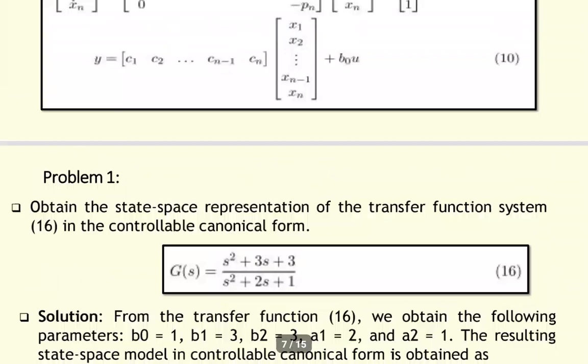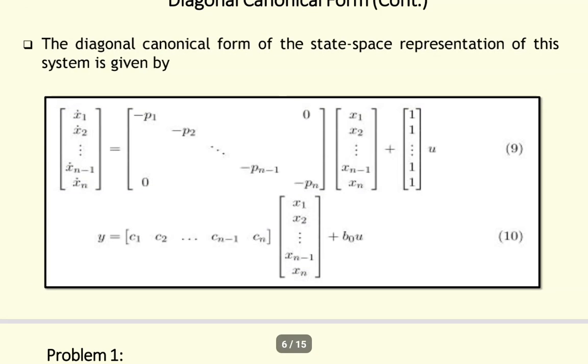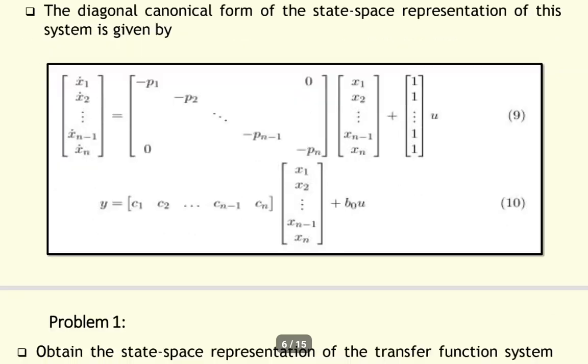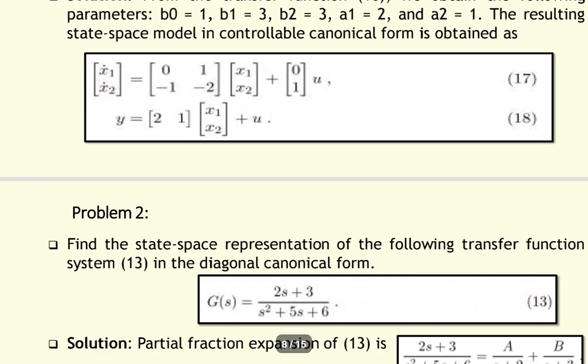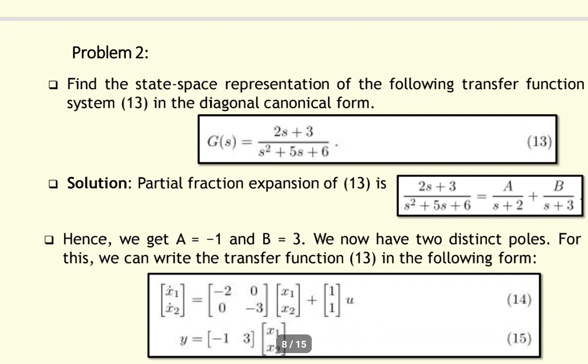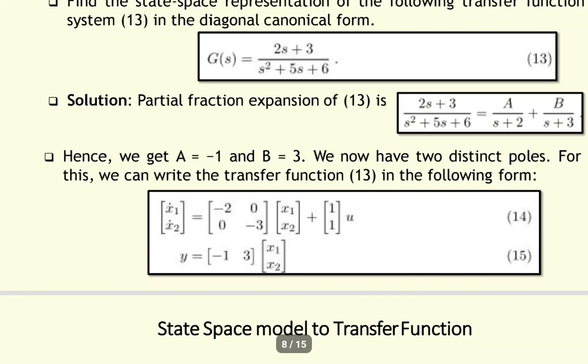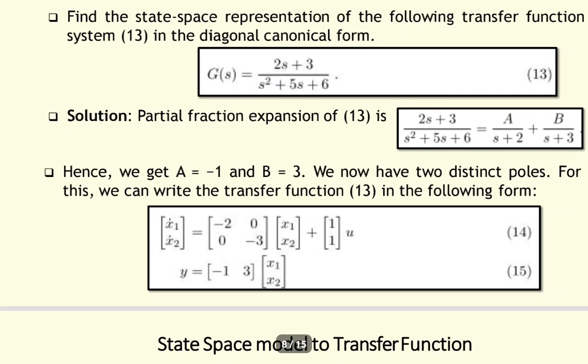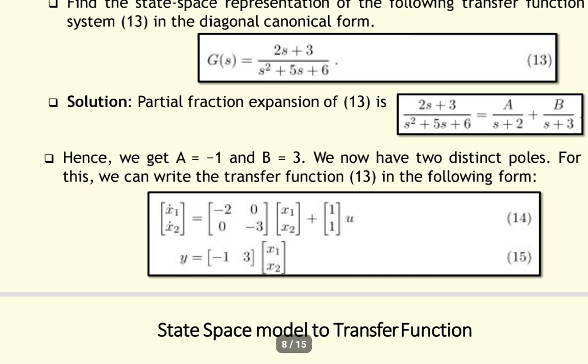And the C matrix, what is the formula for the C matrix? The C matrix is C1, C2, and so on up to Cn minus 1, Cn. So what is my C1? It is A1, and A is minus 1. So C1 is minus 1 and C2 is 3. So this is the diagonal representation for a given transfer function. Okay, so the transfer function to state space model is generated.